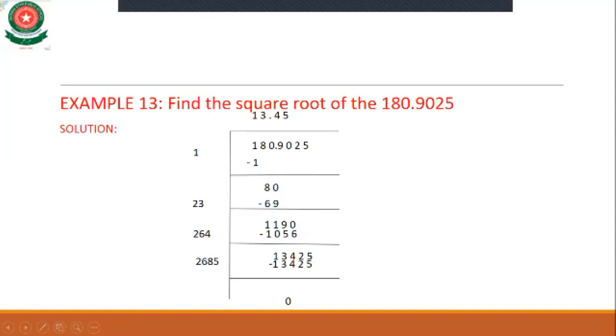So 1 multiply 1, which is written here 1. 1 minus 1 is 0. Next pair move downward, 80.